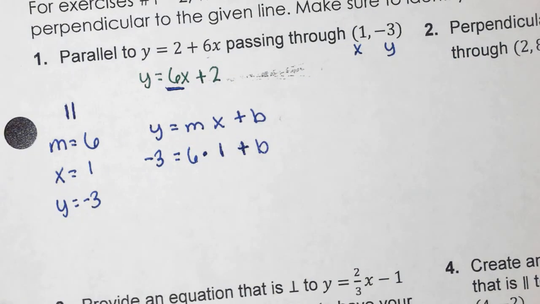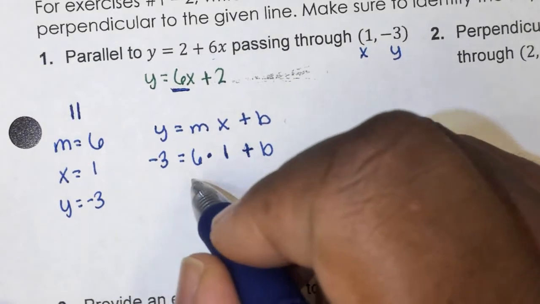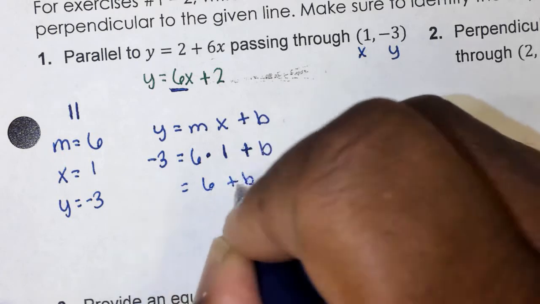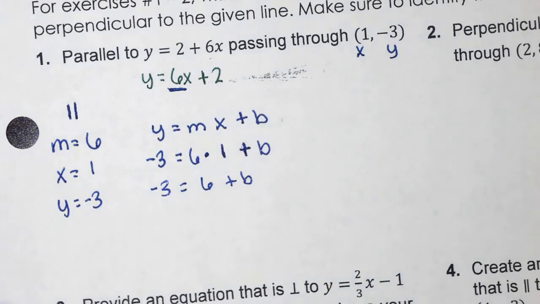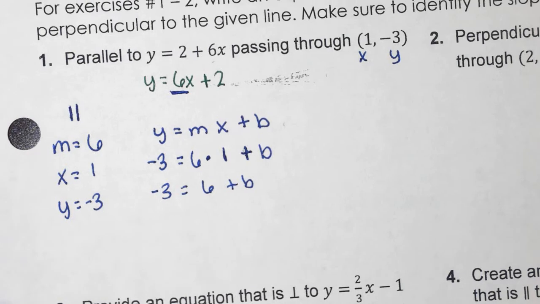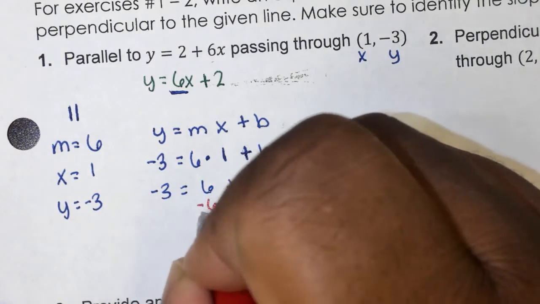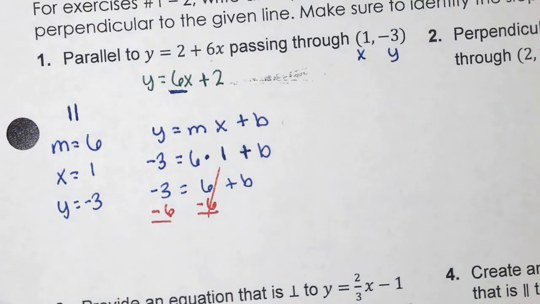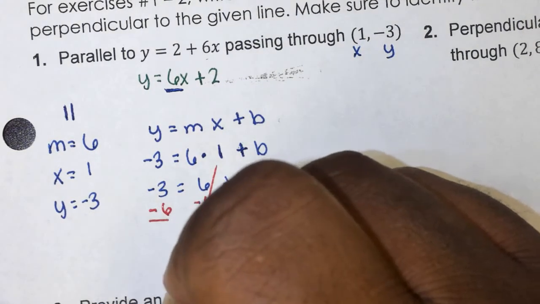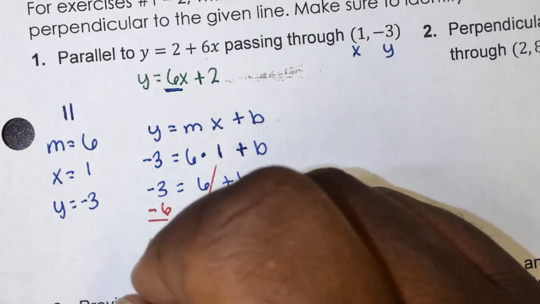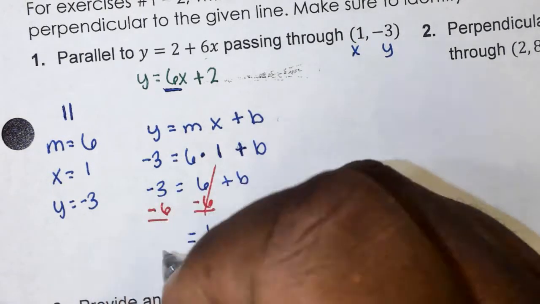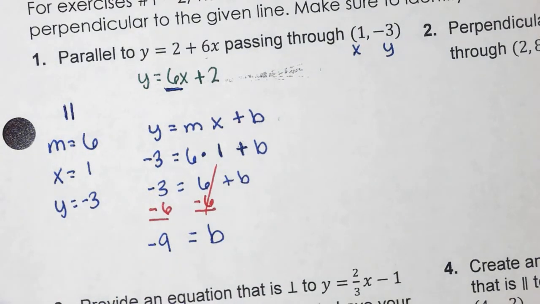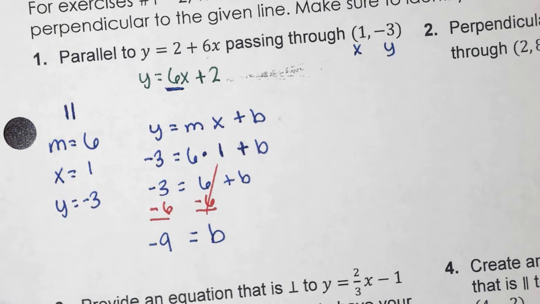Now that I plugged all those numbers in, I can solve for B. 6 times 1, obviously, is 6, plus B, bring down -3. This is a one-step equation. Hope you don't screw this up. -6 minus 6 cancels. It's a positive B, so I'm bringing down just B. And then here, -3 minus 6, -9. So my y-intercept for my new line would be -9.